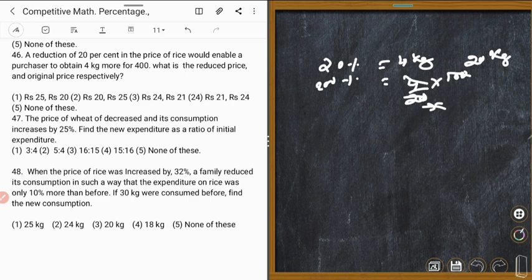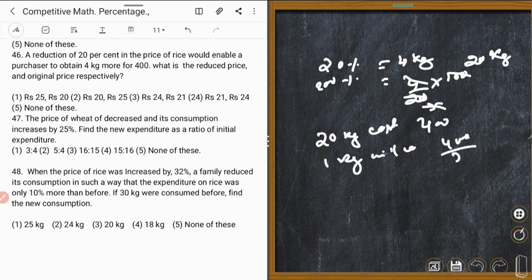So 20 kg costs how many? 400 rupees. 1 kg will cost 400 upon 20, which is equal to 20 rupees. This is the new price, the reduced price. How much reduced price? 20%.